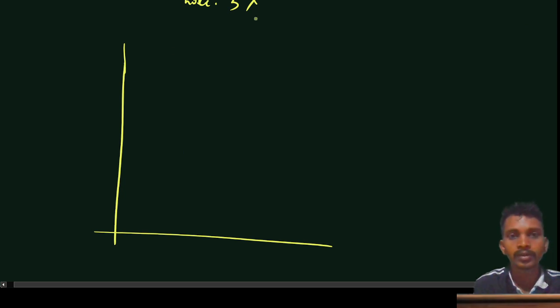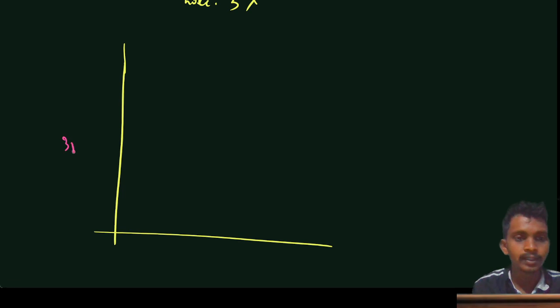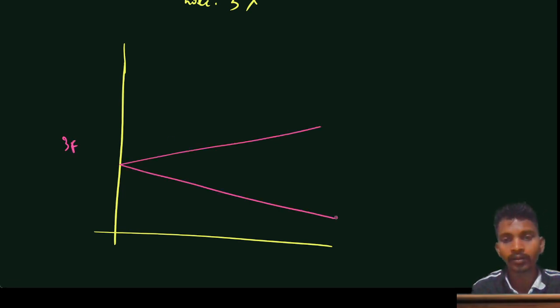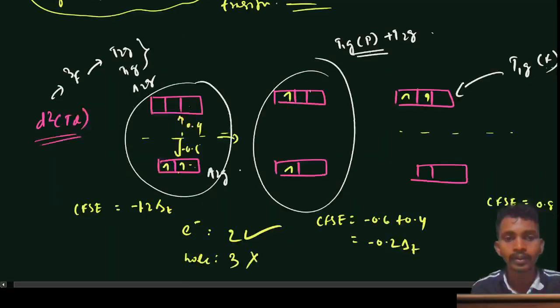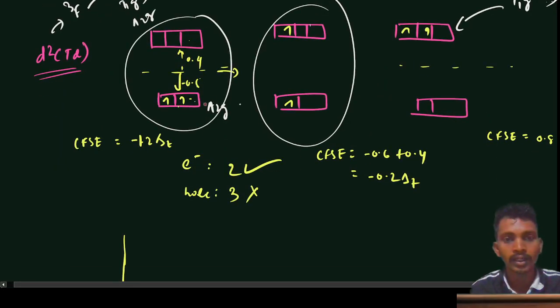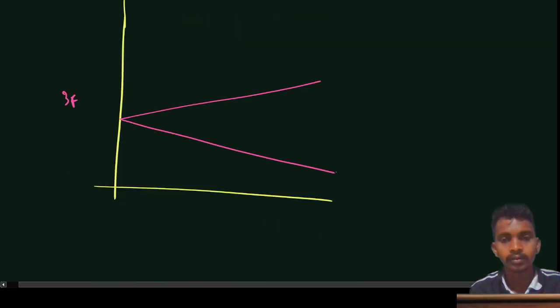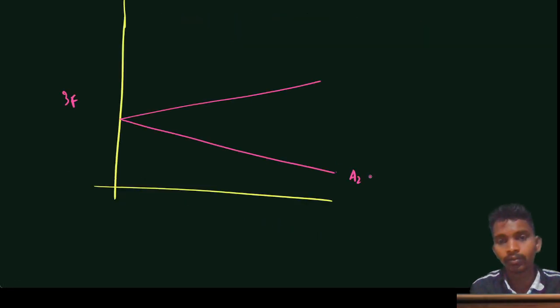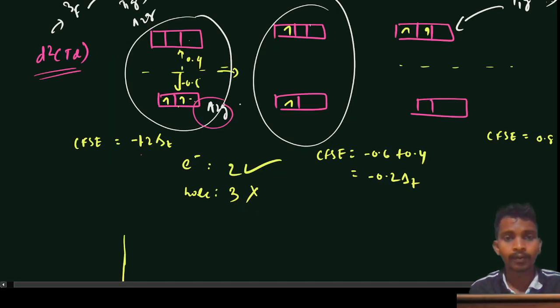Orgel diagrams. So this is F3 3A. Okay, so I will do here. The one with less energy is the ground state. So now this A2G is the ground state, and its value is minus 1.2 delta T, and this value is minus 0.2. So this is the first excited state. So I say that this will never be the ground state.